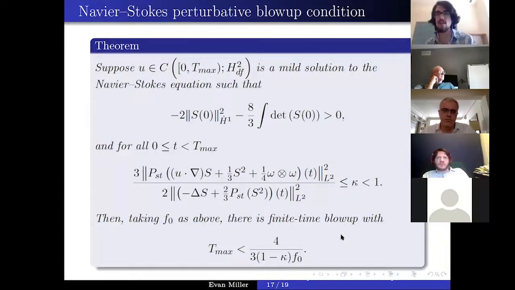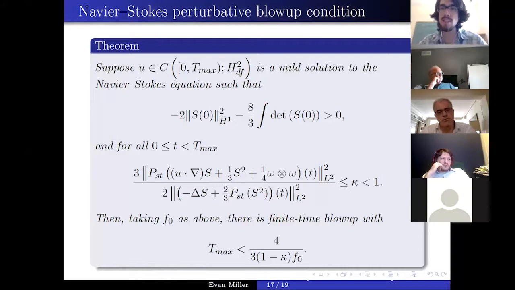So now I'll talk about a perturbative result. Suppose we have an H2 mild solution of the Navier-Stokes equation, such that minus 2 times the H dot 1 norm of S squared minus 8/3 the integral of the determinant of S is positive. And for all t up until the blowup time, we have that the L2 norm squared of the projection of the advection term plus the 1/3 S squared plus 1/4 omega tensor omega term, over 2 times this term from our model equation, is less than or equal to kappa, which is less than 1. So we need the ratio of these two norms to be less than 2/3, and bounded away from 2/3. Not just less than 2/3, but we need a gap. Then there has to be finite time blowup.